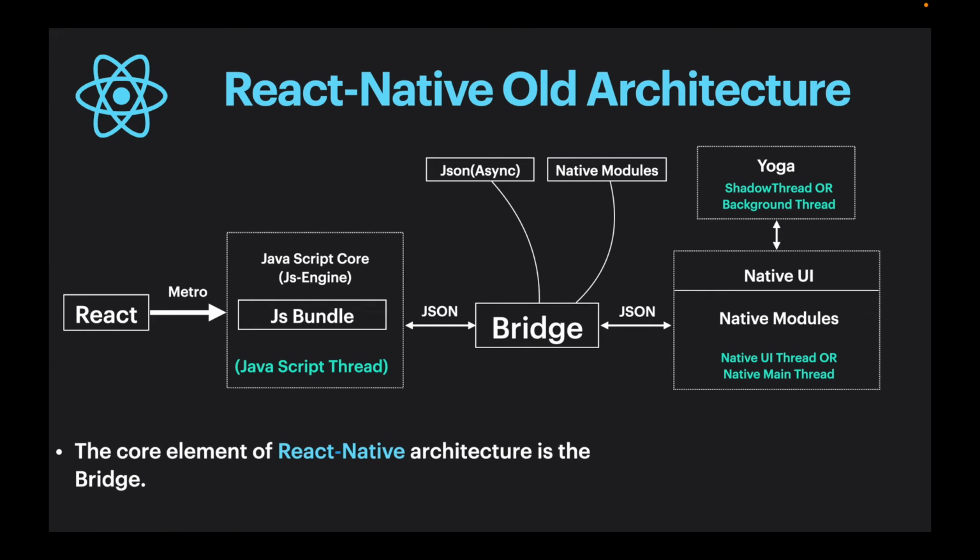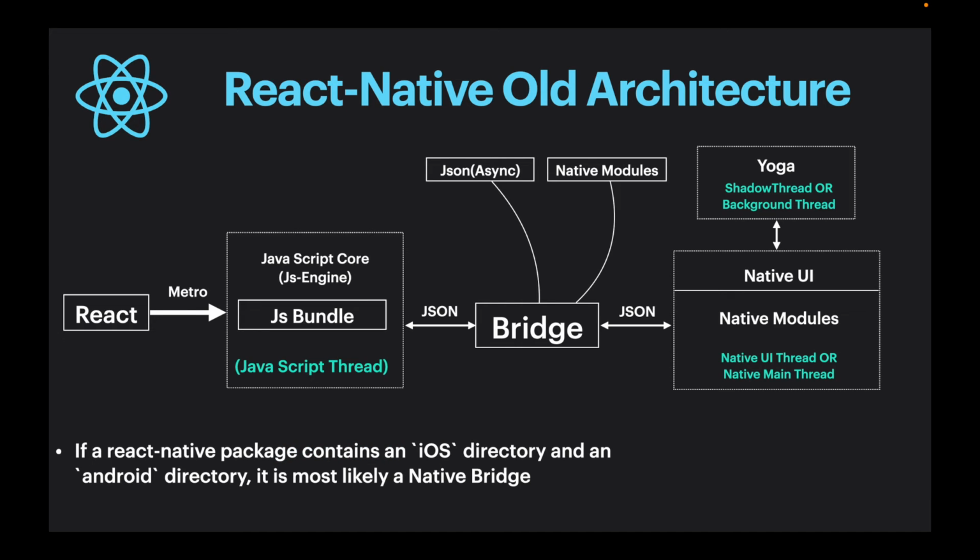The core element of the React Native architecture is the bridge. The old architecture totally depends on the bridge, because in React Native the JavaScript and native modules cannot communicate with each other without the bridge. If a React Native package is contained in the iOS directory, then in my later lectures I will create a React Native project.